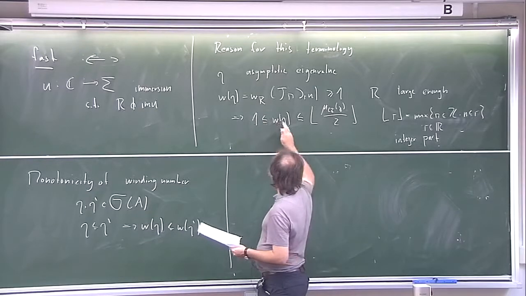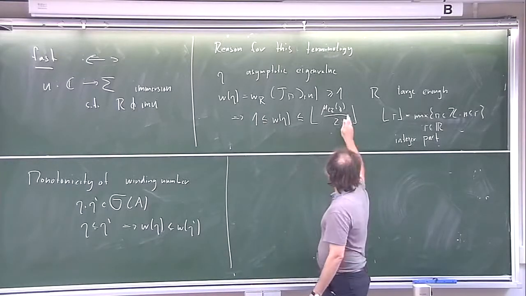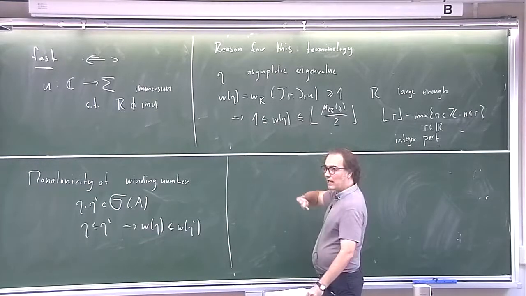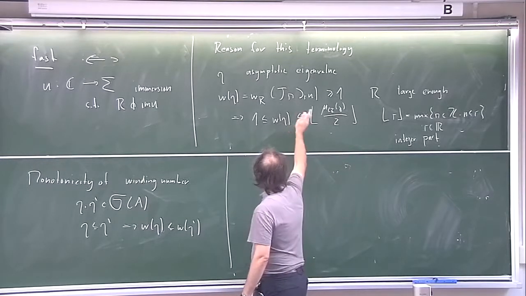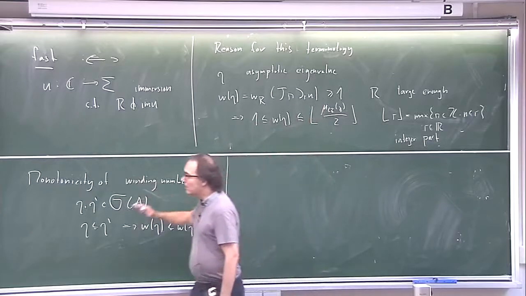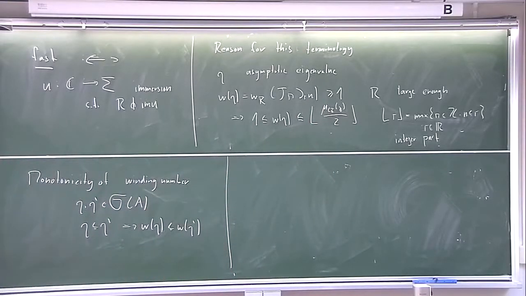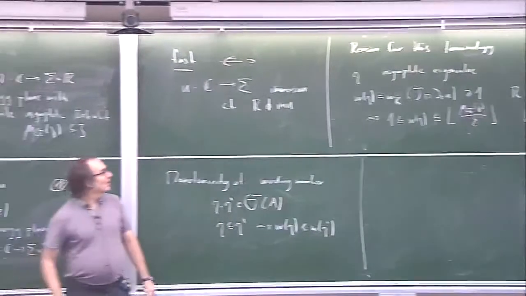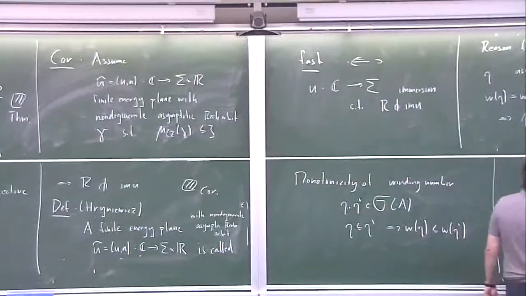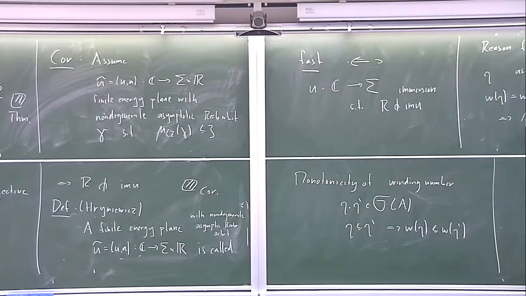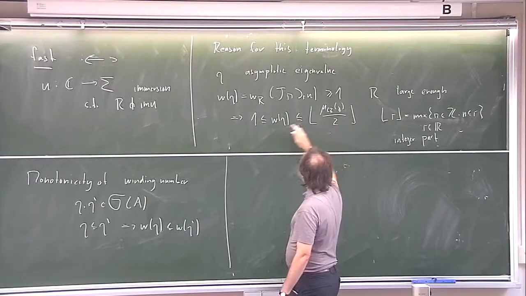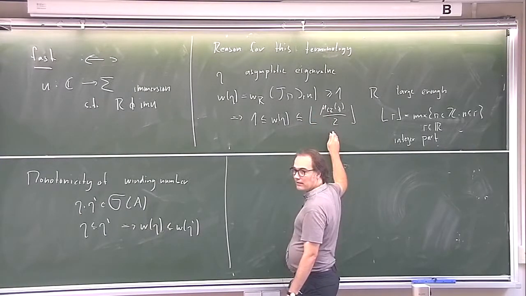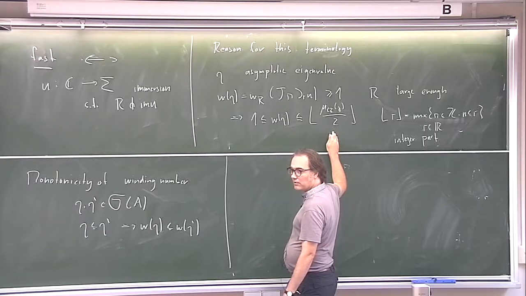So if you look at the general asymptotic eigenvalue of any finite energy plane, not necessarily fast, you just know that this asymptotic winding number lies between 1 and the integer part of half the Conley-Zehnder index.